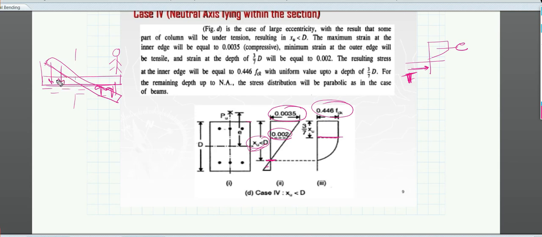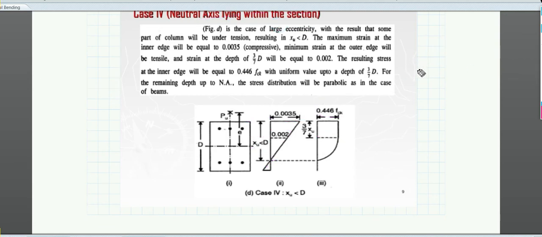It is not in contact, means what? There is no force. That means it is under tension, or opposite forces are being developed, right? So similar cases here, this side will be having the compression and this side will be having the tension. So this is for neutral axis lying within the section.